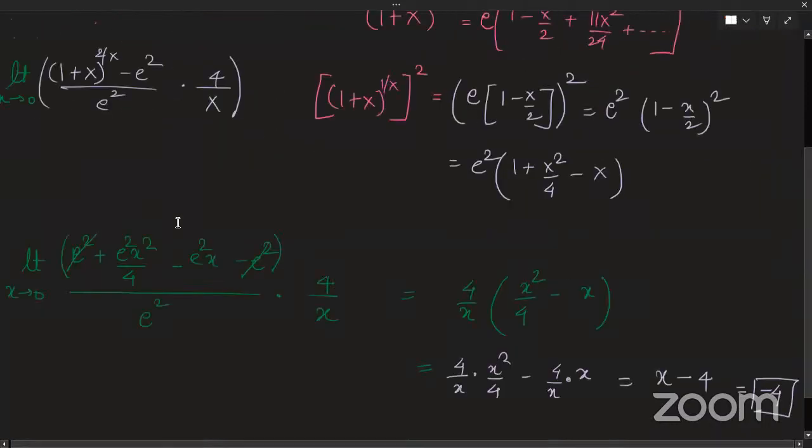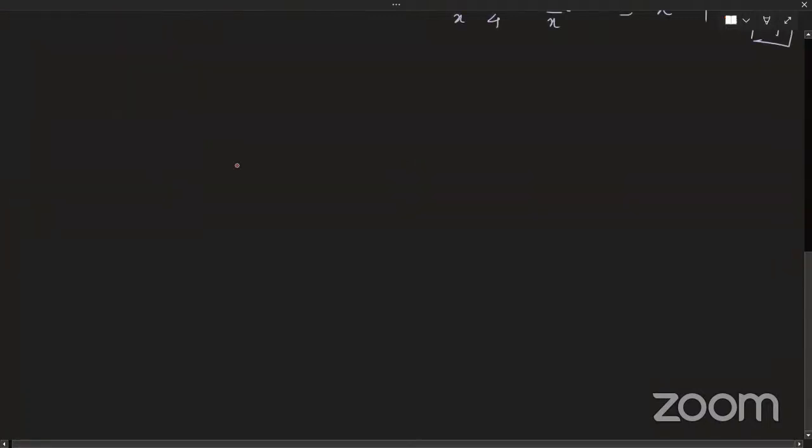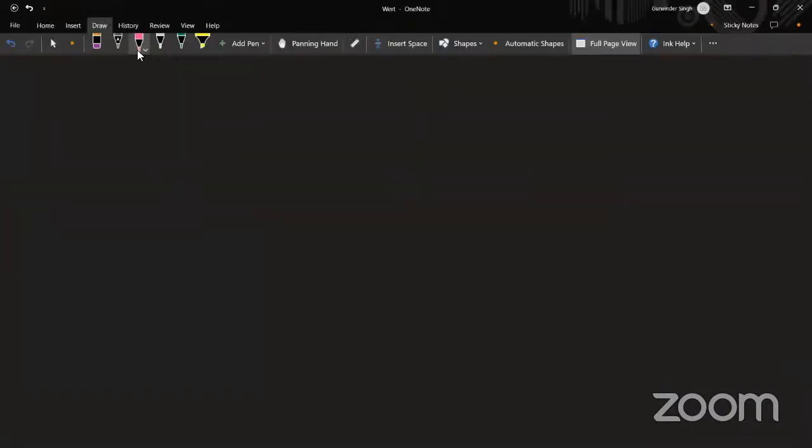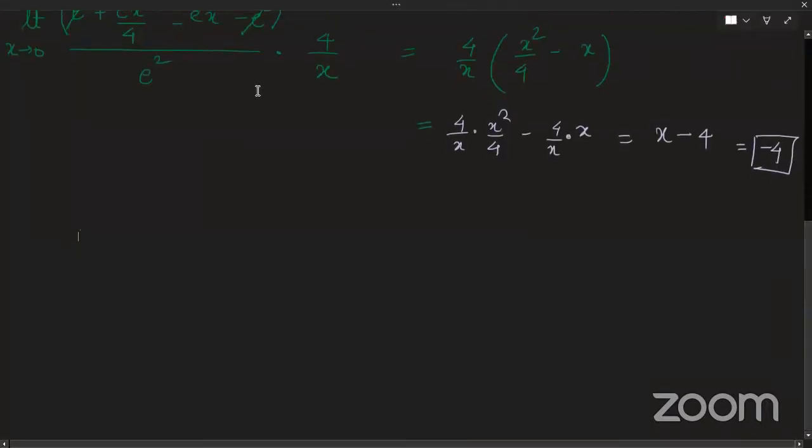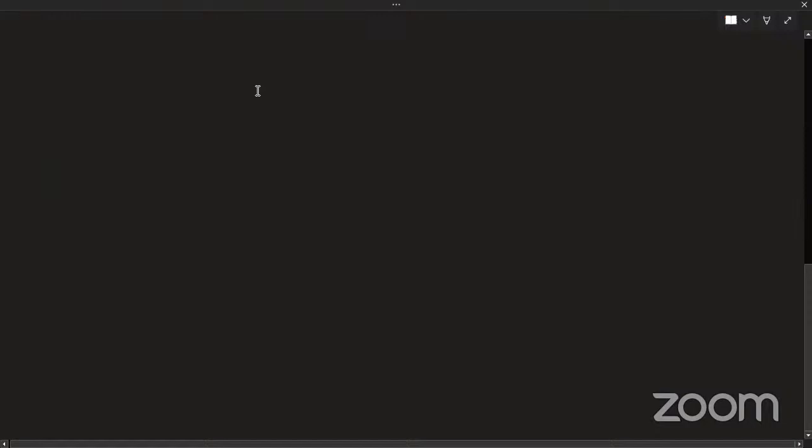Okay, great work. So today I just wanted to discuss that trick with you, the one that I had given you in case of the infinity by infinity form. If you have an infinity divided by infinity form, and both your numerator and your denominator are like polynomials, what was the trick that I had given to you?